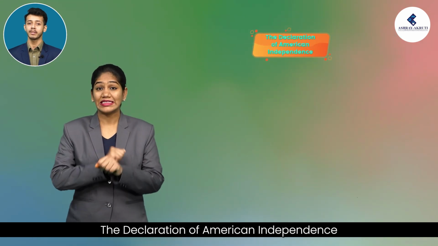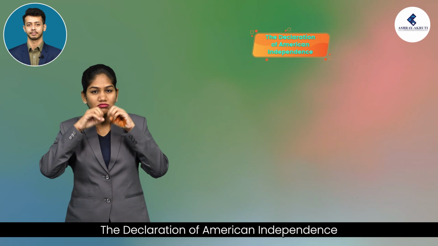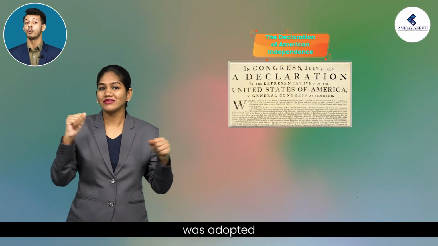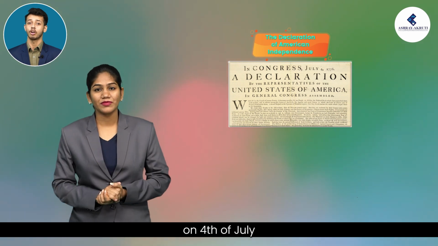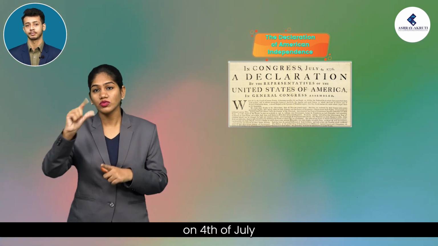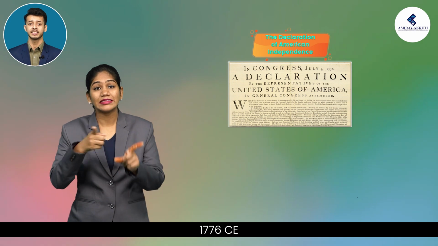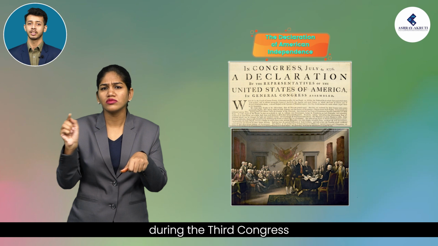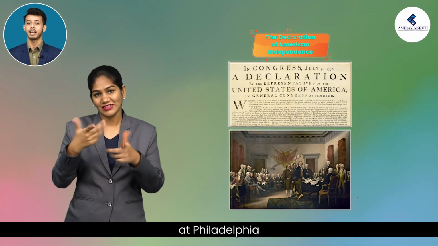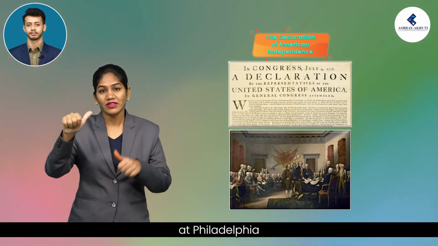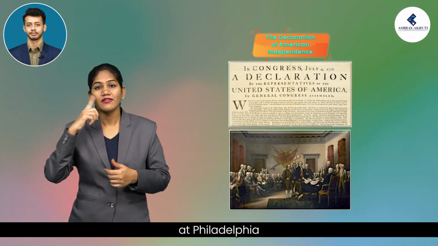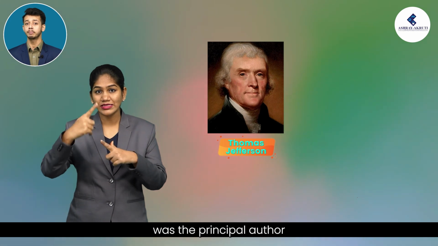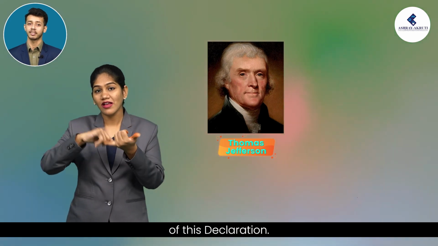The Declaration of American Independence. The Declaration of Independence was adopted on 4th of July 1776 CE during the Third Congress at Philadelphia. Thomas Jefferson was the principal author of this declaration.